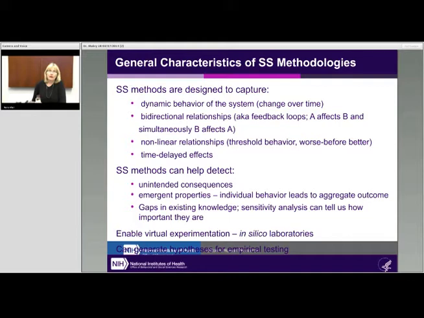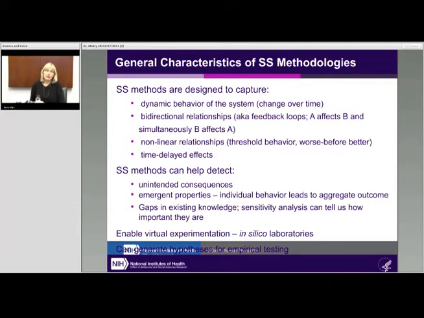And time delayed effects. They help you detect unintended consequences. We've all, I think, are familiar with these terms where you do something you think will make things better and it in turn either makes things worse or it doesn't help, or things are detracted. Maybe the effect is diluted in some way.